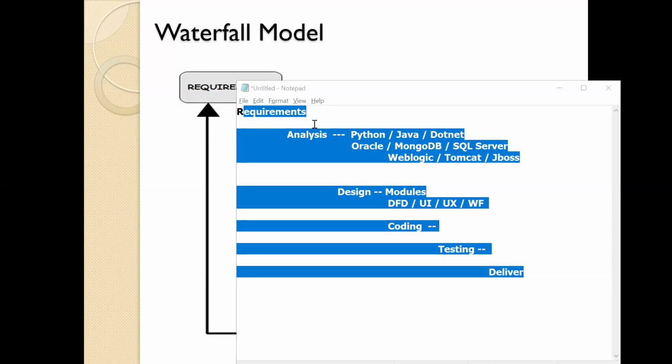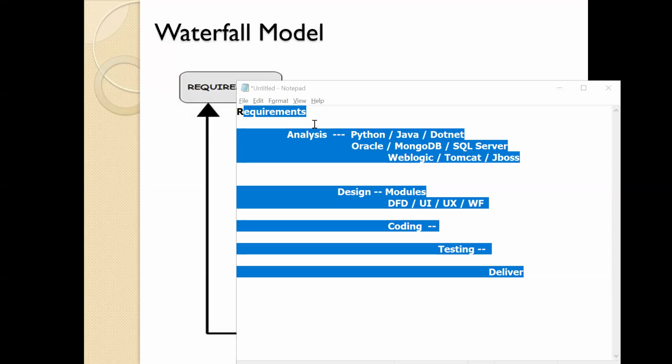The waterfall model is the first software development life cycle. It was successfully used 20 years back, but not now. Even though it was widely used, no doubt, it suffers from some disadvantages, because of which it is not used now.